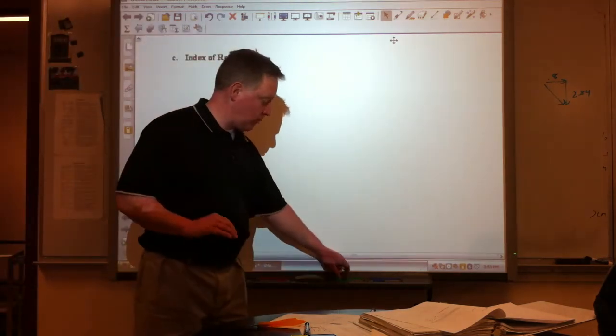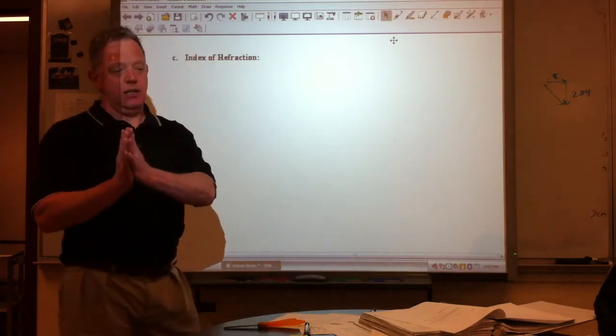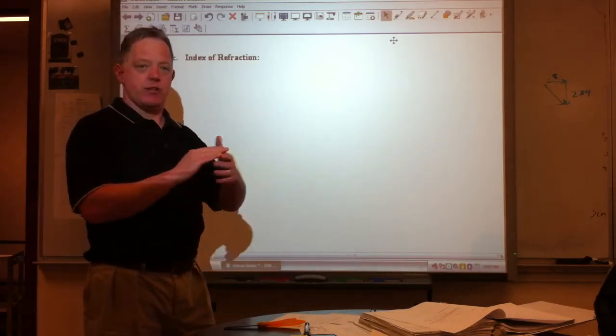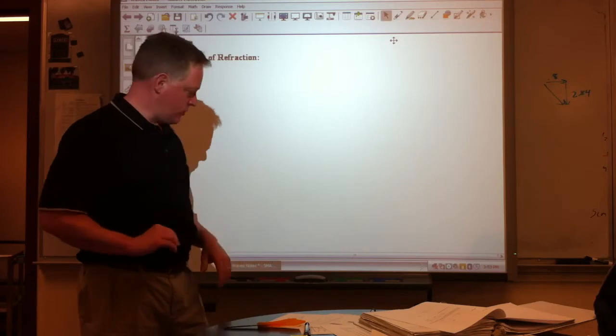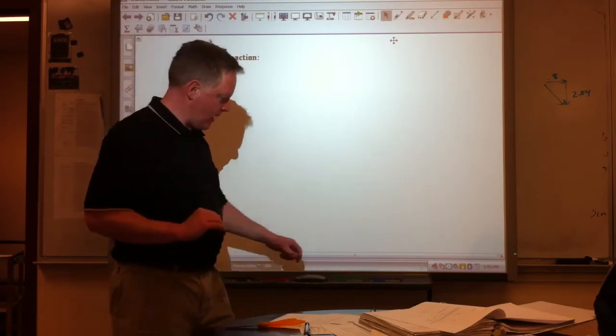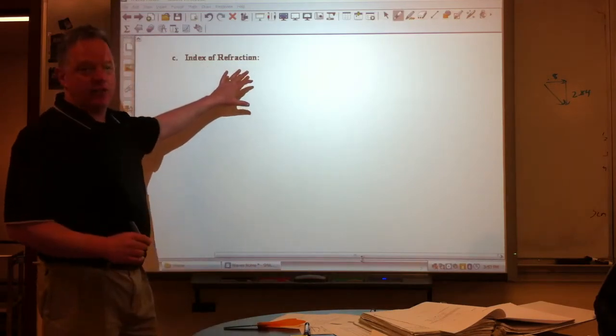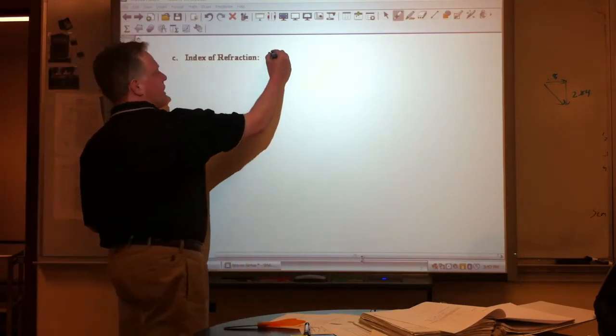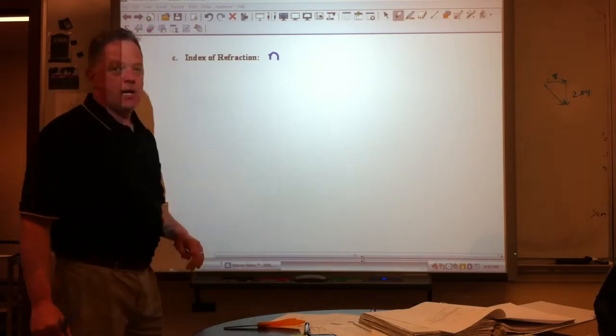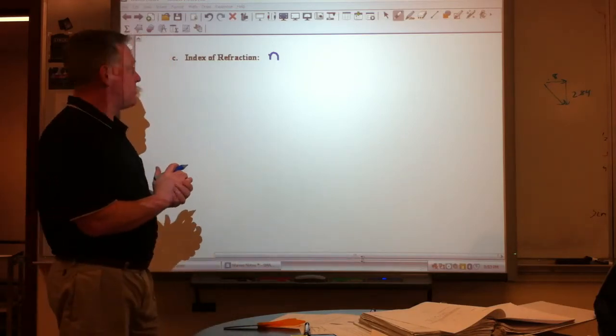We've been studying refraction. Refraction is when light changes from one material to another material and bends. It's going to bend if there's a change in speed. And there's some math we have to be able to do with that. The first thing we're going to talk about is called the index of refraction. The letter we're going to use is n, and it's a measure of the speed of light in a material.